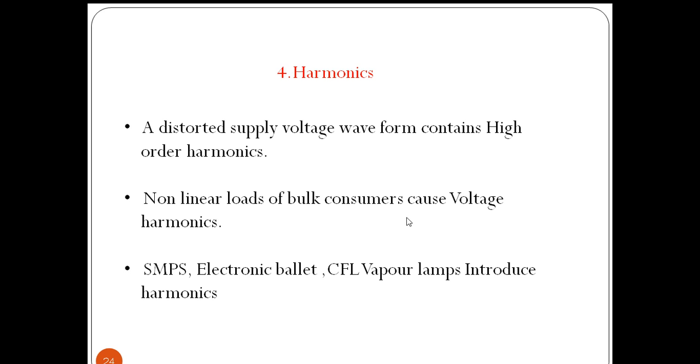And harmonics. A distorted supply voltage waveform contains higher order harmonics. Nonlinear loads of bulk consumers cause voltage harmonics. SMPS, electronic ballast, CFL, and vapor lamps introduce harmonics.